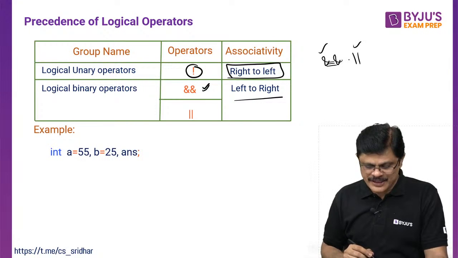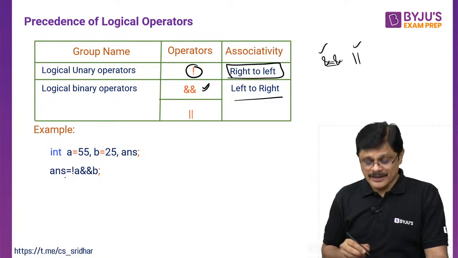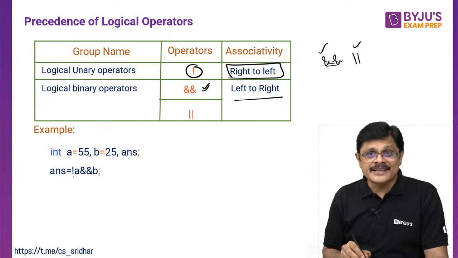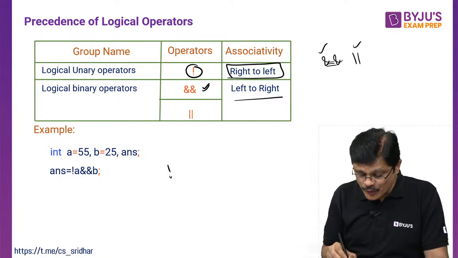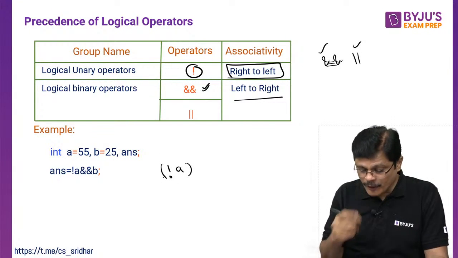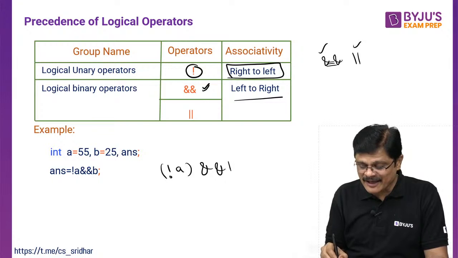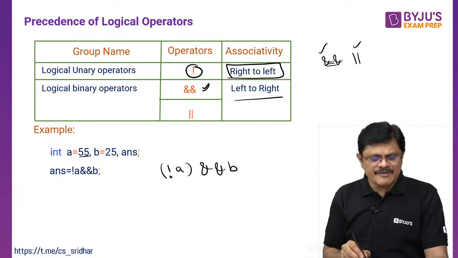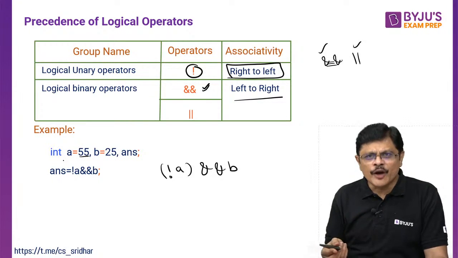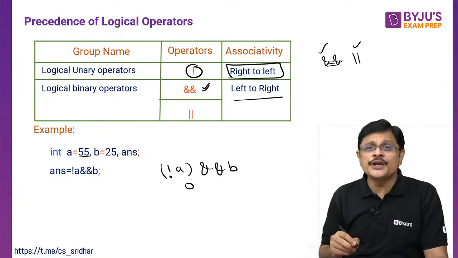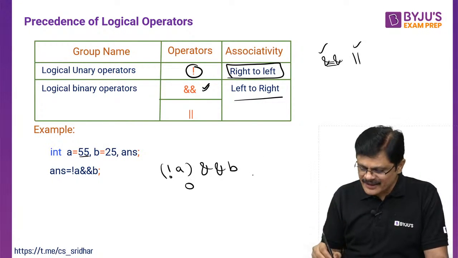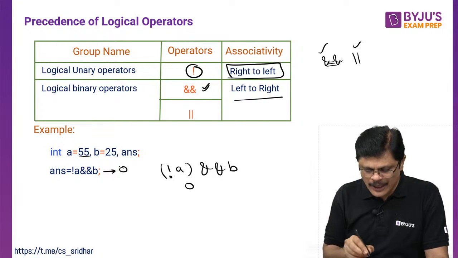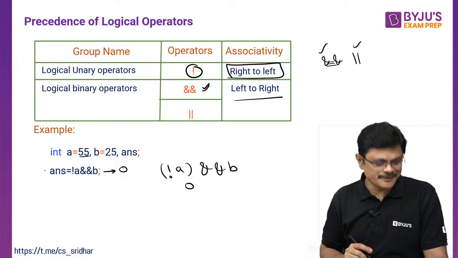For example, if you see this, here not has higher precedence. So not A is evaluated first, followed by AND, my dear friends. Not A means what, sir? A is 55, non-zero. Not of non-zero is 0. So 0 and anything, the answer will be 0. So if you print, the answer will be 0.